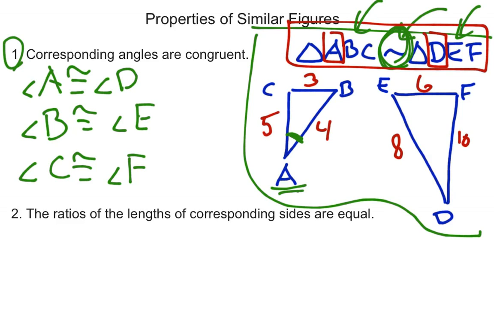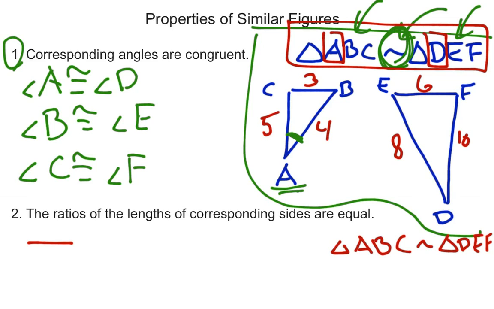Now, part number two: the ratios of lengths of corresponding sides are equal. Here's what that means. We've been talking about ratios lately. I'm going to rewrite up above where I said they were similar. It's triangle ABC is similar to triangle DEF. Now, when it's talking about the ratios of the lengths of sides, we're talking about ratios, so I'm going to write a ratio. There's my fraction bar.